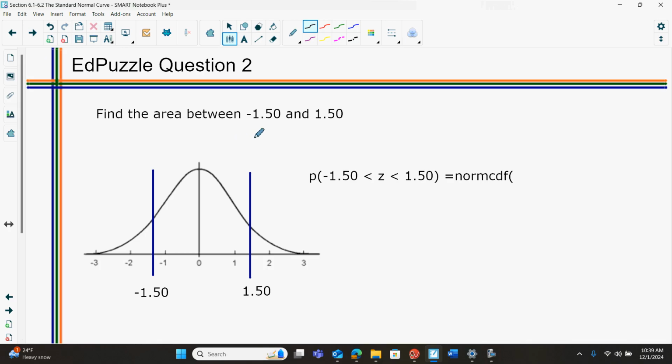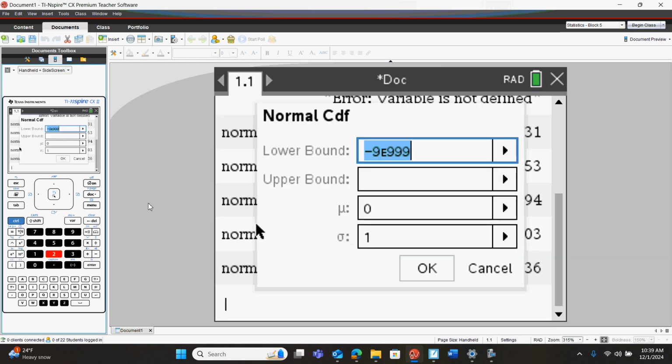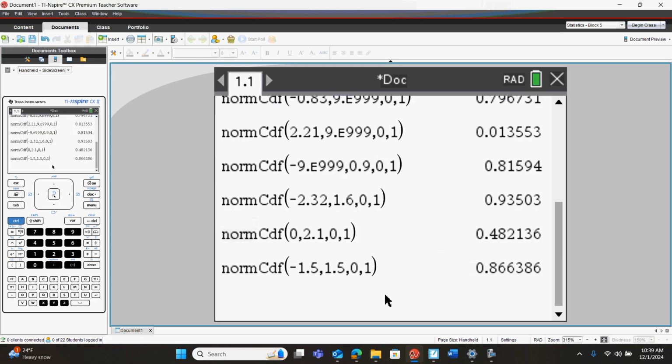Okay, now find the area between negative 1.5 and 1.5. Go ahead and try this now. Okay, I'm not even going to pause the video here. So your calculator command should have been norm CDF, negative 1.5 to 1.5, right? And then 0, 1. So we come up and do this here. Menu 552. We got negative 1.5 to 1.5. I'll leave those two alone. Ooh, not 15. That'd be wrong. All right, 0.866. So 0.8 like that.